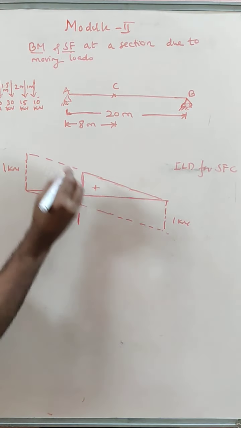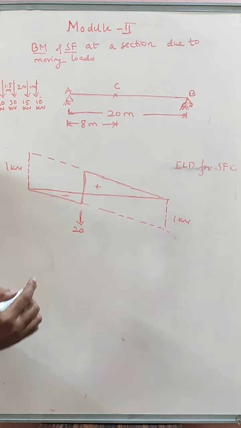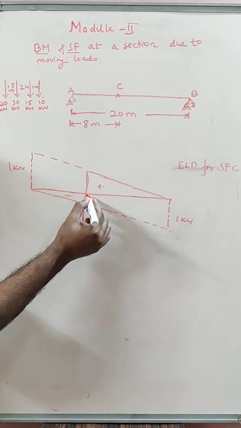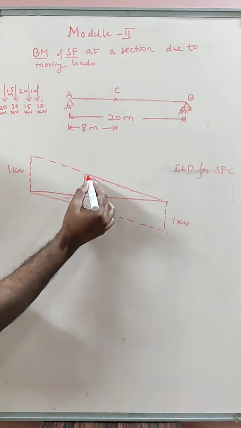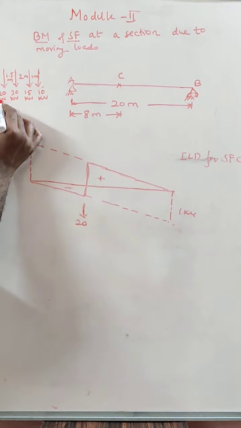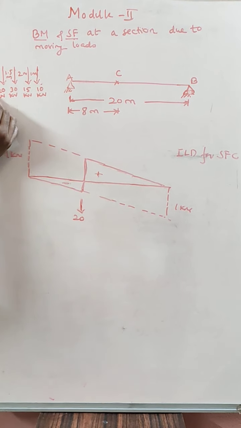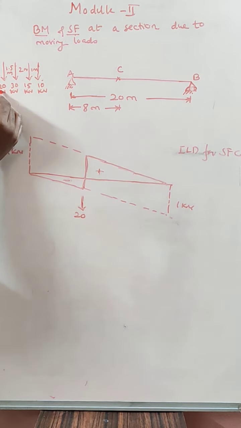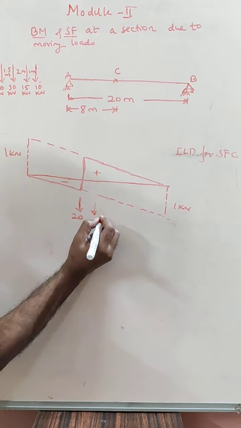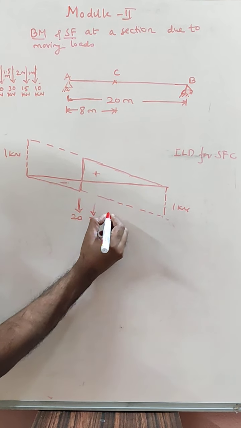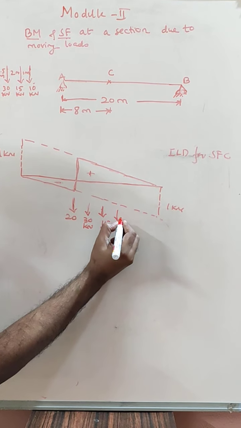Keep 20 kilonewton at this section, because you have to utilize this maximum ordinate, as the formula again is summation of influence line ordinate into load. So the 20 kilonewton, that is the trailing load, should occupy section C. Then you adjust the other loads here: 30 kilonewton, then 15 kilonewton, and then 10 kilonewton.